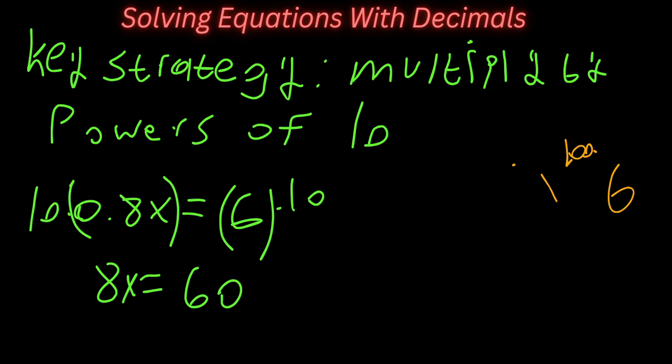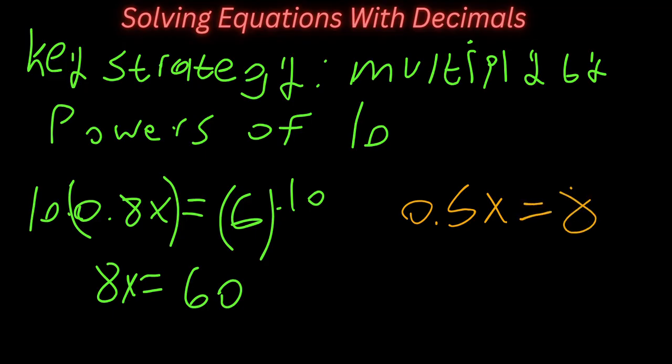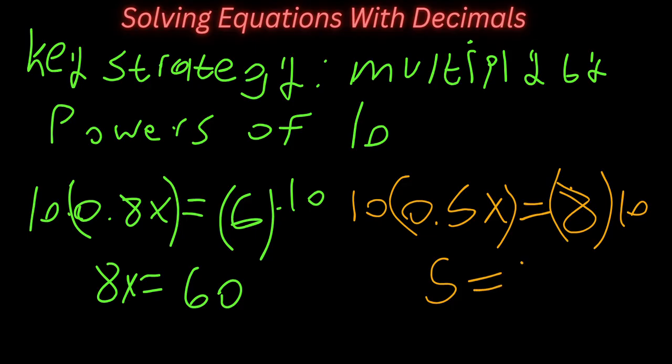What I do want you to see, and I'm going to do another example here, is 0.5x, and let's flip it around and say it equals 8. When we see that, how do we approach this problem? We multiply by the minimum power of 10. In this case, it would be just 10. Multiply both sides and you get 5x equals 80. Now you've gotten back to a one-step equation again.